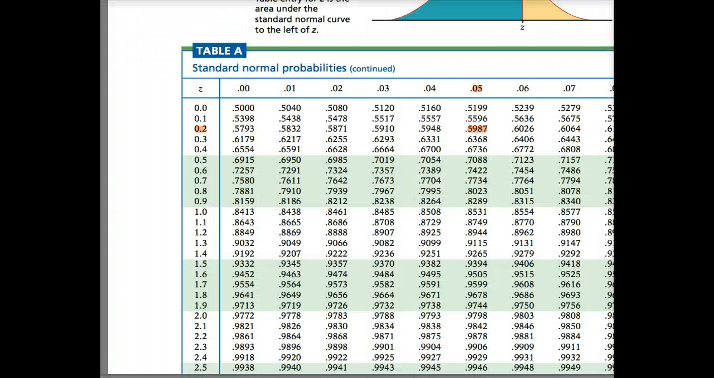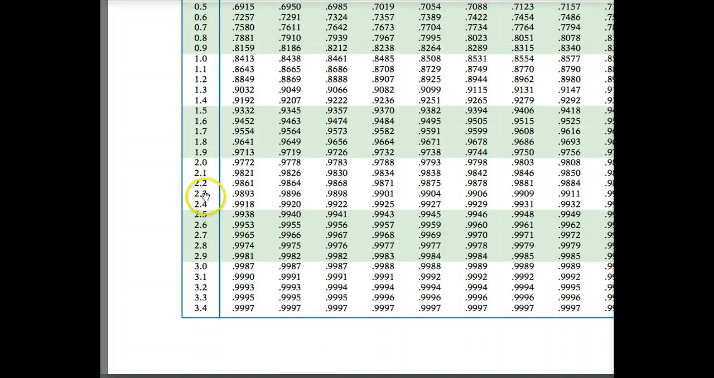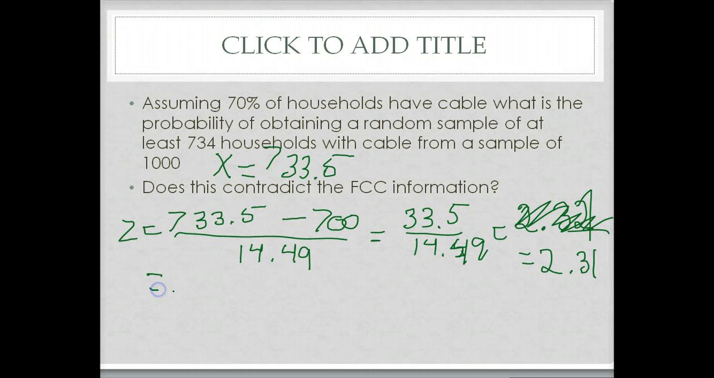Now I'm going to go over to my standard normal table and find the value for 2.31. 2.31 gives me a probability of 0.9896. Now remember, this is full of things you've got to remember. The key words were at least or greater than. The normal table tells us at most or less than. So we have to subtract from 1.